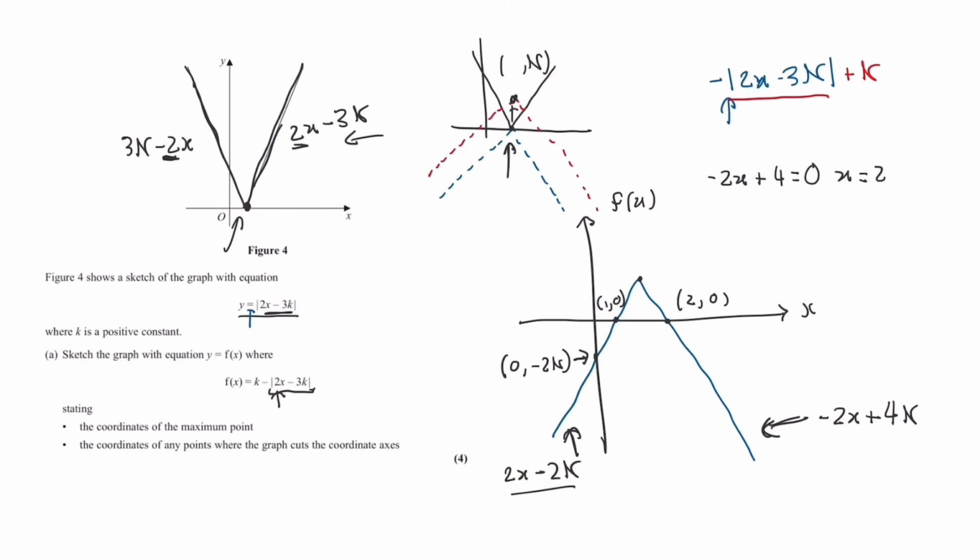So it's something, k. Let's find what the x coordinate is. All we need to do is set one of these lines equal to 0. So if we set the left one equal to 0, for example, we get this. So we get x is equal to 3k over 2. So that's our max point. It's 3k over 2, and then the y coordinate is just k.